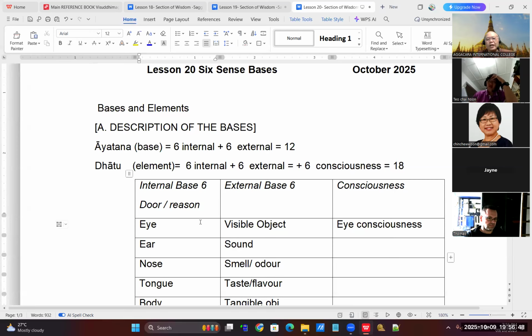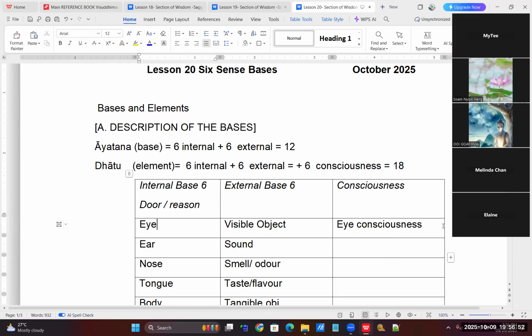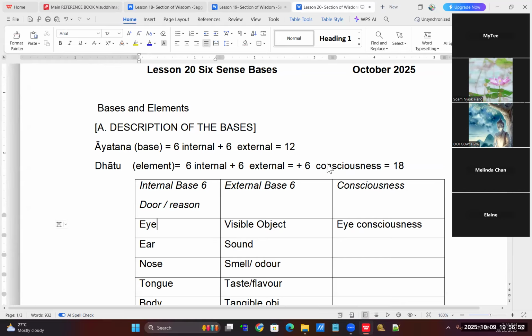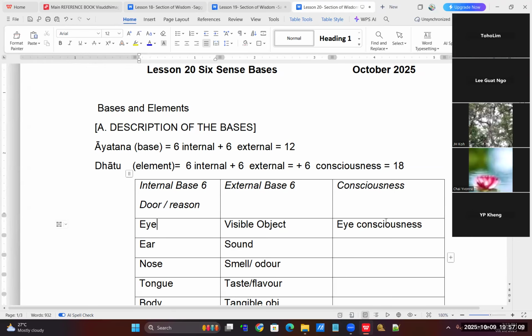This means that if your retina got something wrong, your eye consciousness will not arise. So that's a main thing in contemplation, in our practice, or in our daily life. If there's no good eye, definitely you cannot see anything. So it's a door. The door in Abhidhamma is for the object to come in, right?